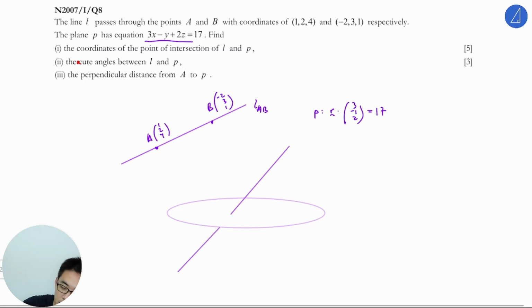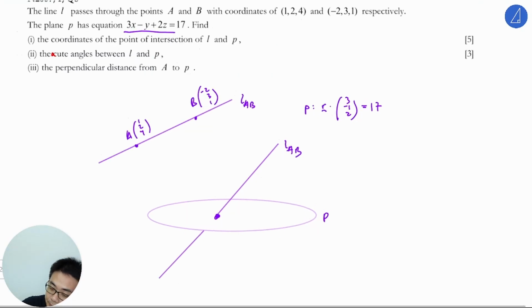First thing is, you need the line equation. Okay, you need the line equation. So form the line equation first. Then you straight away find the intersection there. It's quite okay. So line equation will be, let me just put it up. This will be line AB.